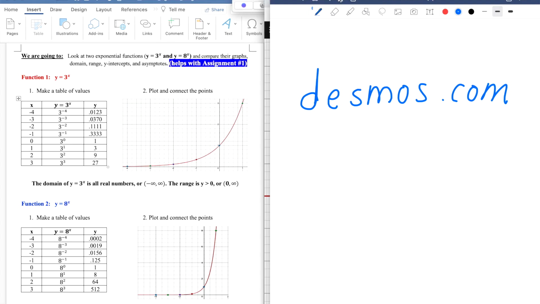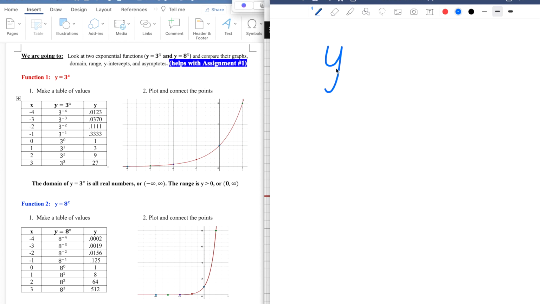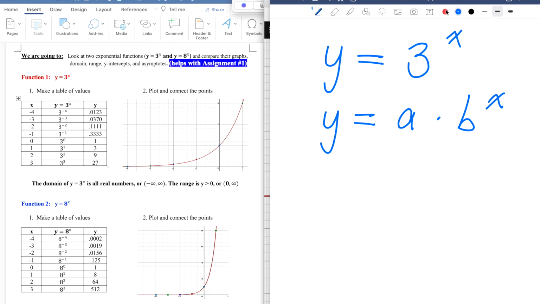So let me go back to my notepad. So the function was y equals 3 to the power of x, right? And our function is written as a times b to the power of x. First, let's figure out which value represents a and which value represents b. This 3, it's attached to x. So we can safely say that the 3 represents b.